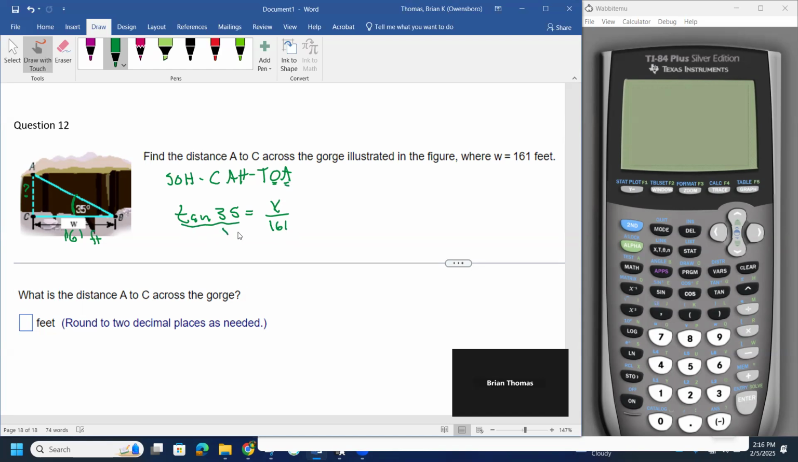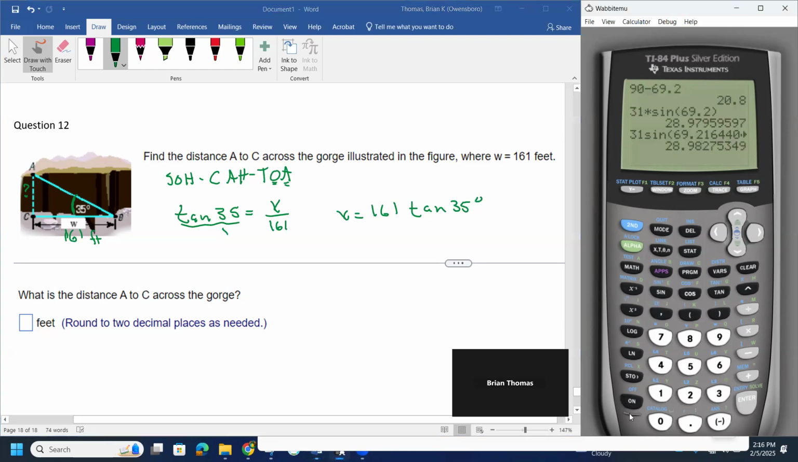So again, we can use cross multiplication here and just say x equals 161 times the tangent of 35 degrees. My calculator is already in the right mode, so we just have to fire this in. 161 times the tangent of 35 degrees. I don't have to put the degree symbol there. I can just put 35 in because my calculator is in the correct mode.